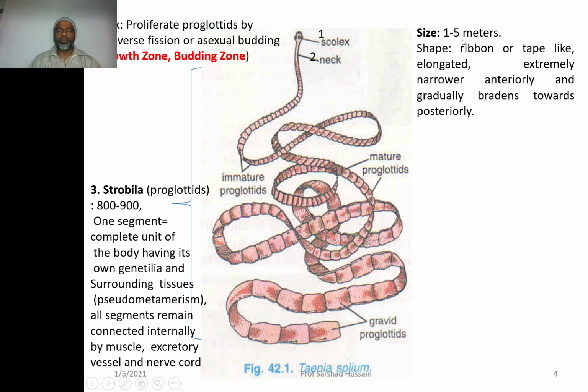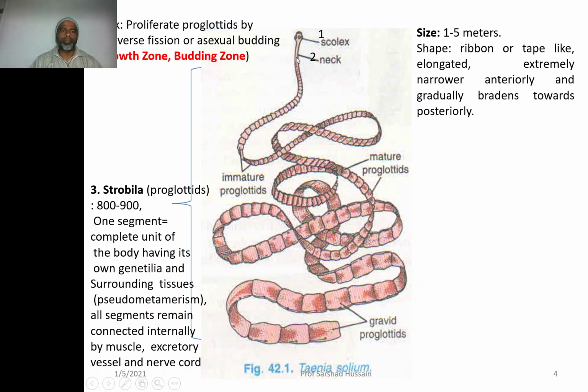The size of Taenia solium is 1 to 5 meters long, and you can see that its shape is like a ribbon or tape and is very elongated. It is extremely narrow at the anterior end, whereas it is broader at the posterior end. As far as its scolex is concerned, we shall discuss the structure of the scolex in the next slide.